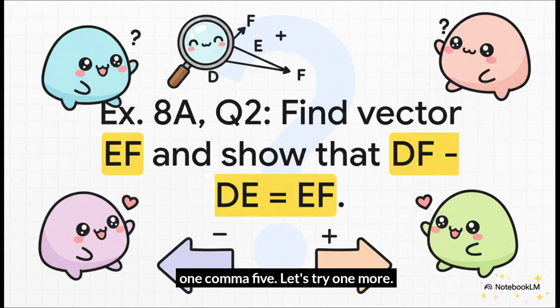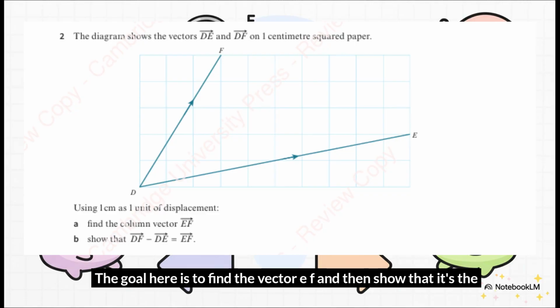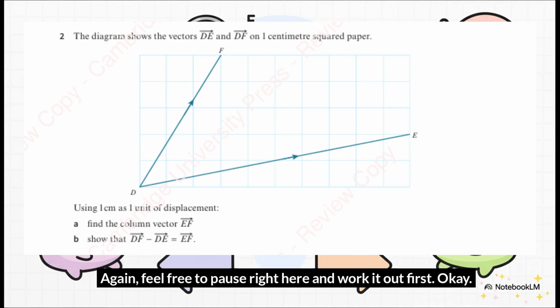Let's try one more. This time, we're going to focus on vector subtraction. The goal here is to find the vector EF, and then show that it's the same thing as DF minus DE. Again, feel free to pause right here and work it out first.